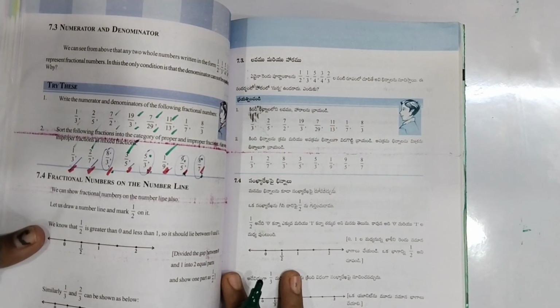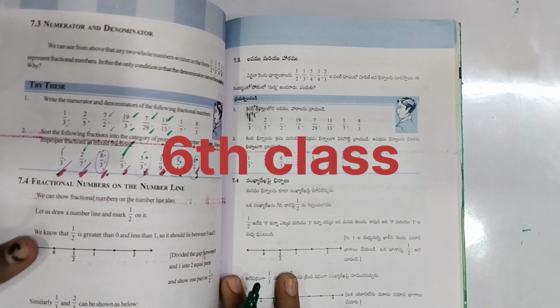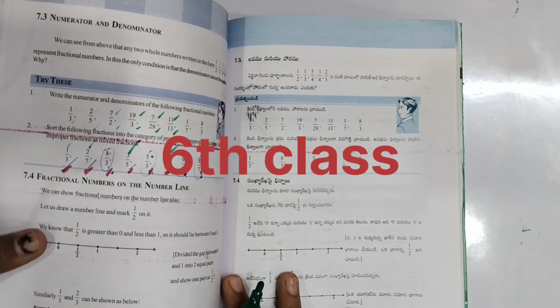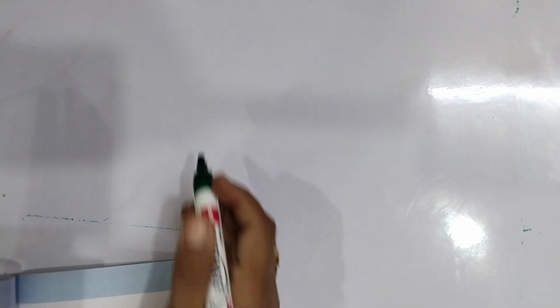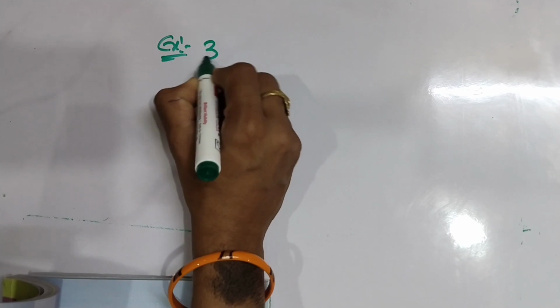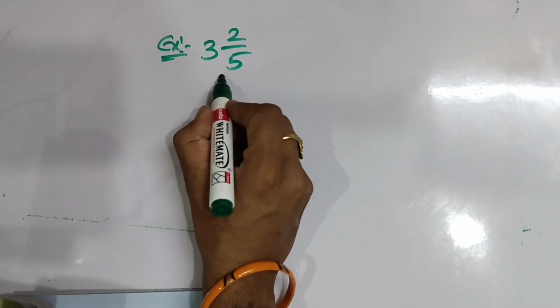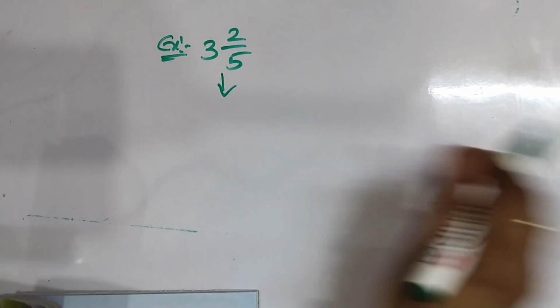In today's class we are going to convert mixed fractions to improper fractions, and then we are going to discuss fractional numbers on the number line. At first, for example, I am taking 3 2/5. This is a mixed fraction. I am going to convert it into an improper fraction.